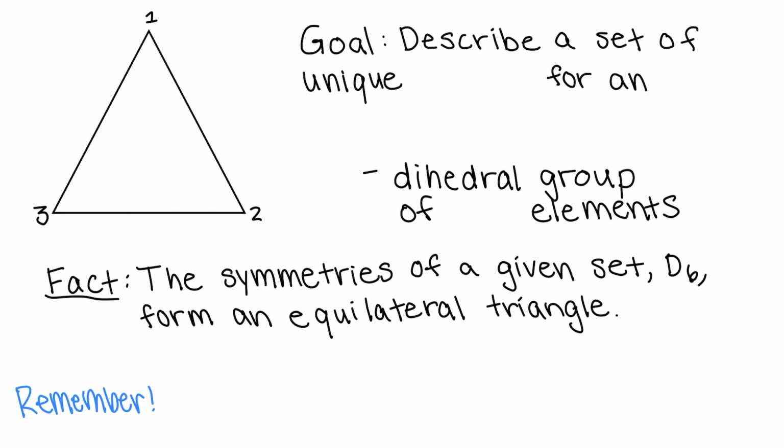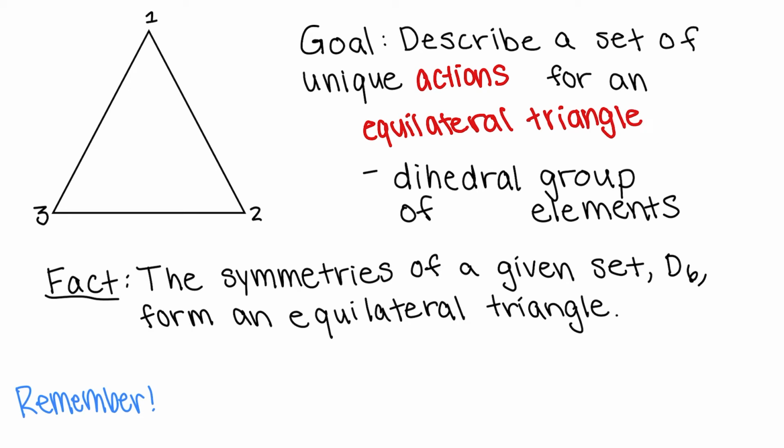The goal of this exercise is that we'd like to be able to describe a set of unique actions for an equilateral triangle. This group of symmetries above features the actions. This group is known as the dihedral group of 6 elements, or D6 for short. A dihedral group is a group of symmetries of a regular polygon, and the elements in this case represent the actions that can be implemented upon that polygon.